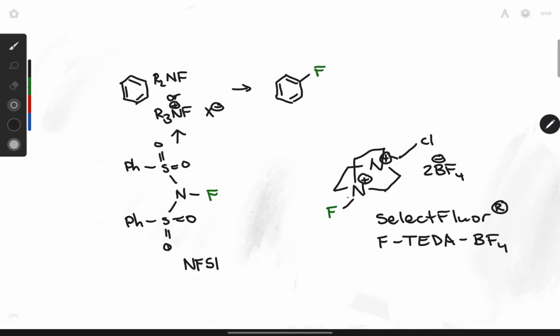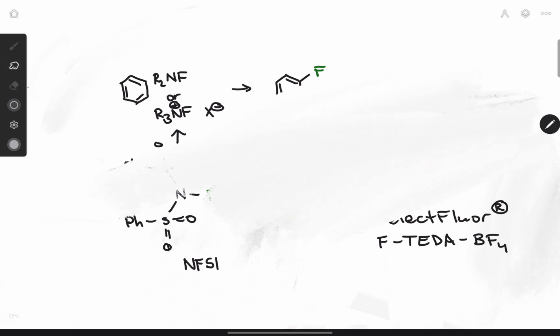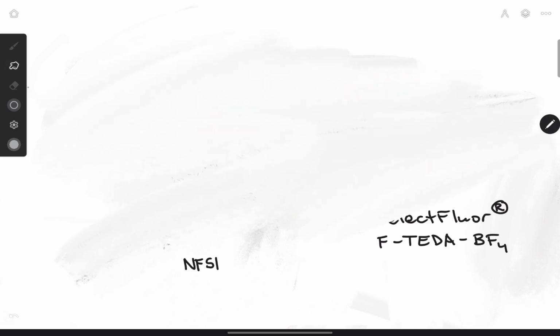So I'm gonna use this one because this is a bicyclic one and it's quite interesting in terms of how it looks. It's quite cool to look at. So let's use that for the mechanism.